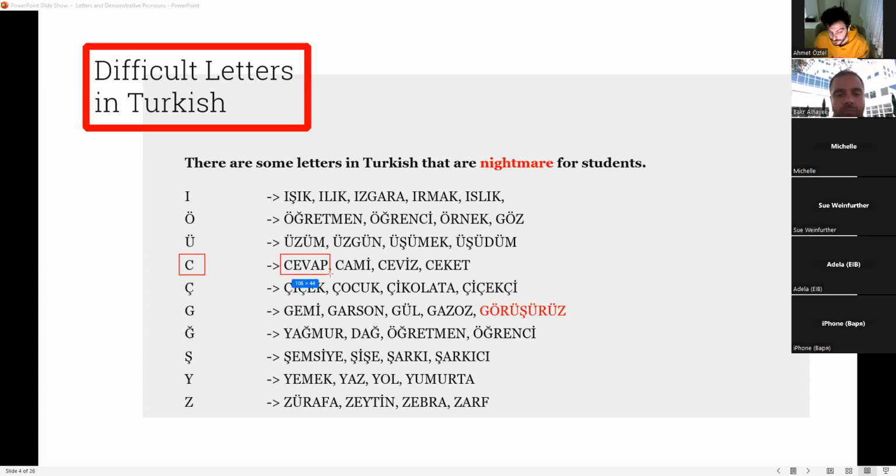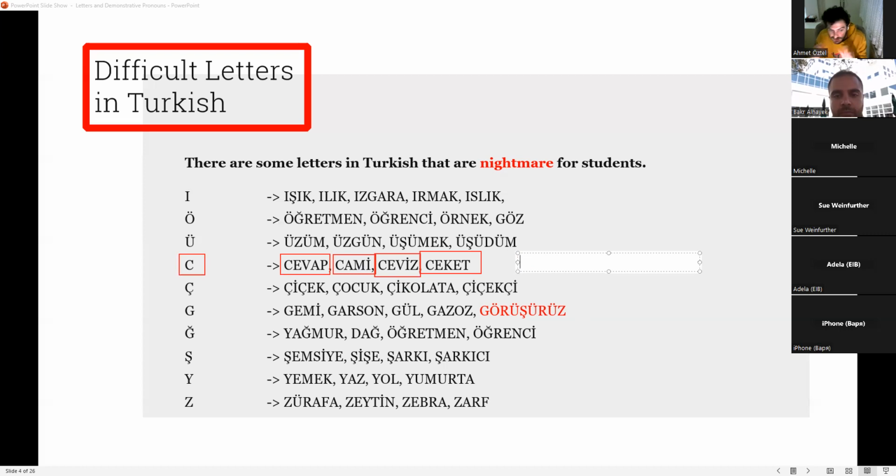Cevap, cami, ceviz, ceket. It's, I would say, very similar to the sound in English, at least for maybe the name John. That would be the closest sound, I guess.